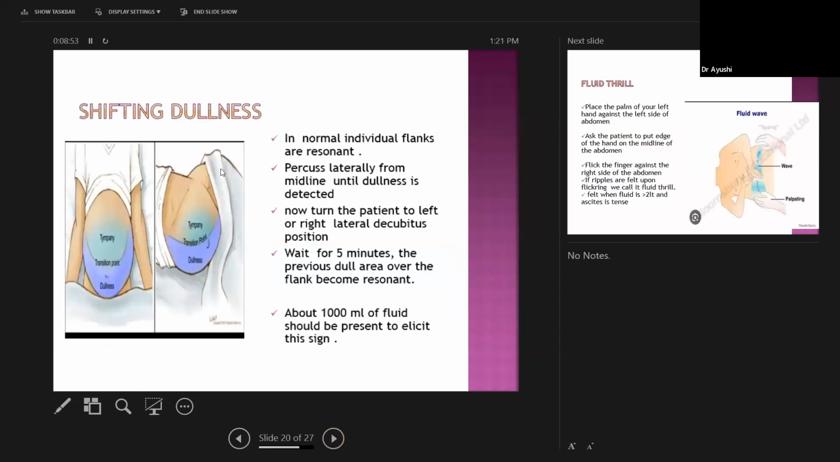Now about the shifting dullness. In a normal individual, the flanks are usually resonant. We have to percuss laterally from the midline until dullness is detected. Now turn the patient to the left or right lateral decubitus position, waiting for 5 minutes. The previously dull area over the flank becomes resonant. If this shifting dullness is present in a patient, then we can estimate that about 1000 ml of fluid should be present in the patient.